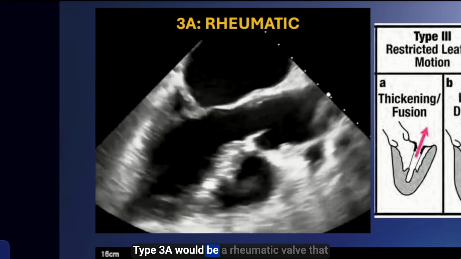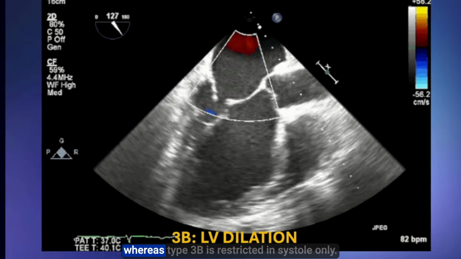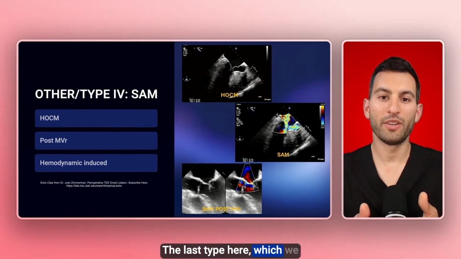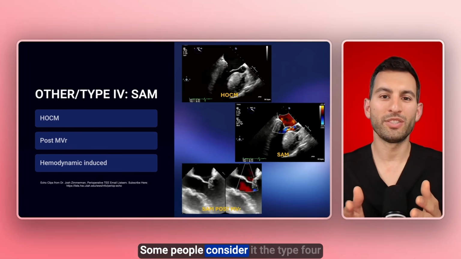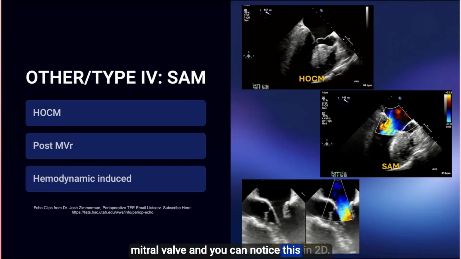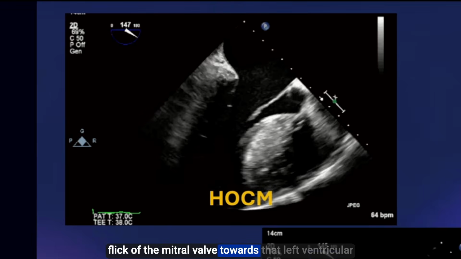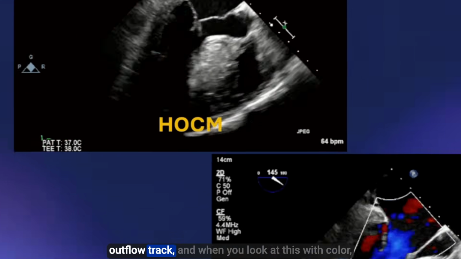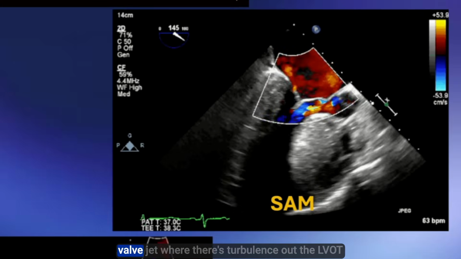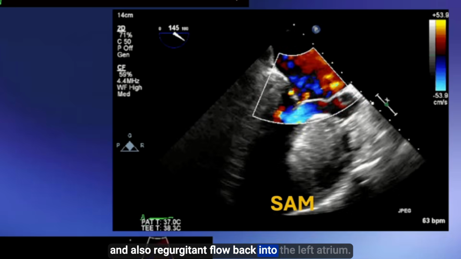Type 3A would be a rheumatic valve that is restricted in both systole and diastole, whereas type 3B is restricted in systole only. The last type here, which we mentioned is the other category, some people consider it the type 4 category, is systolic anterior motion of the mitral valve. You can notice this in 2D. I want you to train your eye to that little last second flick of the mitral valve towards the left ventricular outflow tract. And when you look at this with color, you'll see this characteristic Y shape to the mitral valve jet where there's turbulence out the LVOT and also regurgitant flow back into the left atrium.